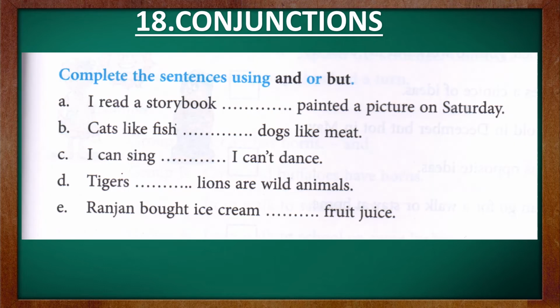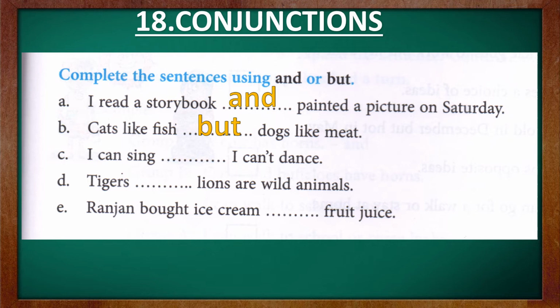Complete the sentence using and or but. I read a story dash painted a picture on Saturday. Here two different sentences which can be joined with the help of the conjunction and or but. We write and. I read a story and painted a picture on Saturday. Cats like fish dash like meat. Cats like fish but dogs like meat. Two different ideas, two opposite ideas we can see.